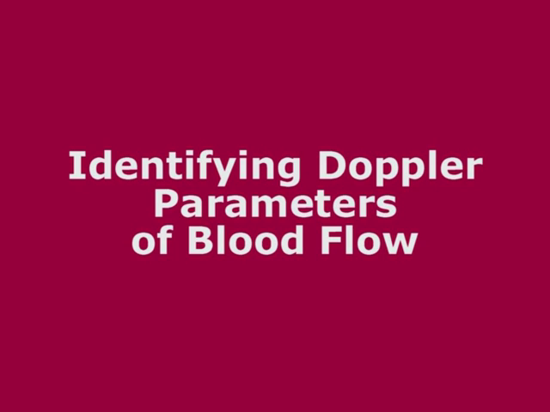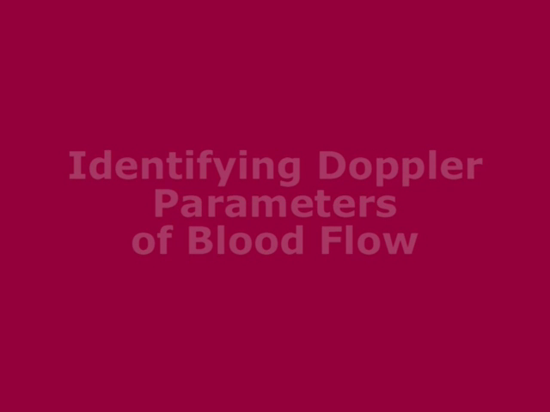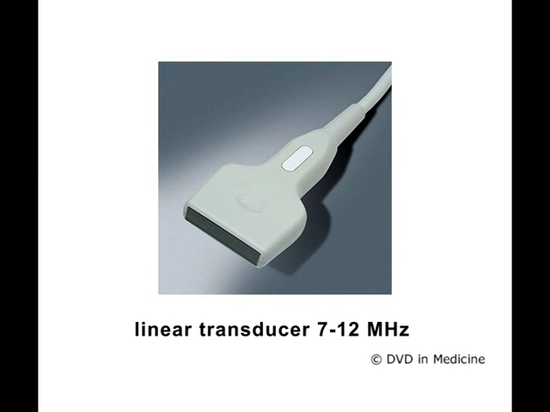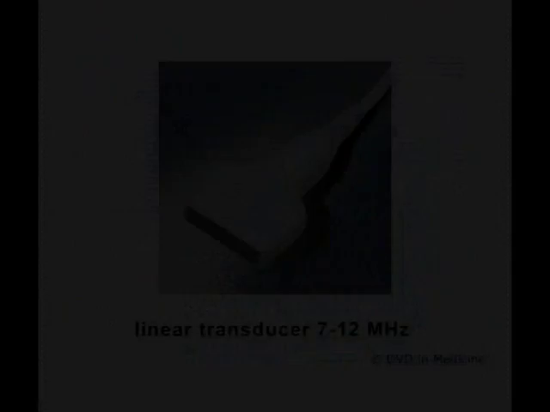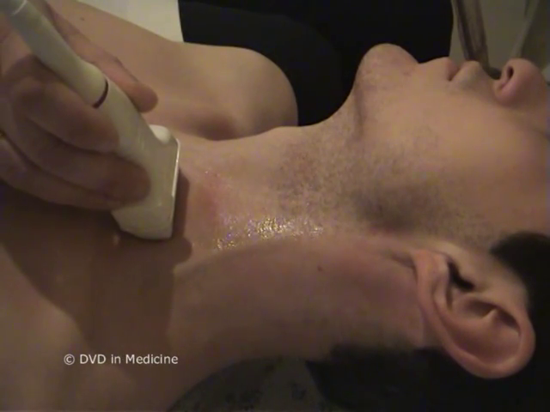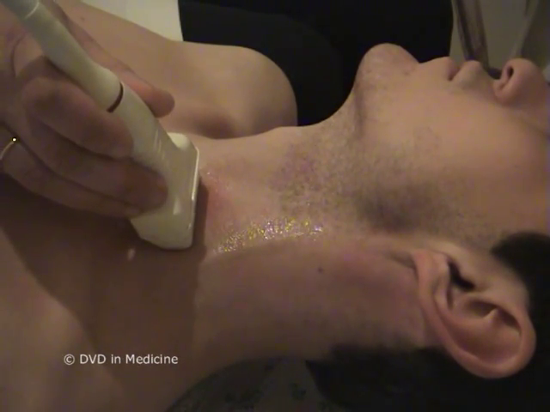Identifying Doppler parameters of blood flow. After identifying the course of the carotid and vertebral arteries with the help of a microconvex or sector transducer, one should use a linear high-frequency transducer for detailed investigation of the arterial walls and identification of Doppler parameters of blood flow. The frequency of the transducer should be between 7 and 12 MHz. The examination starts from the anterior approach.